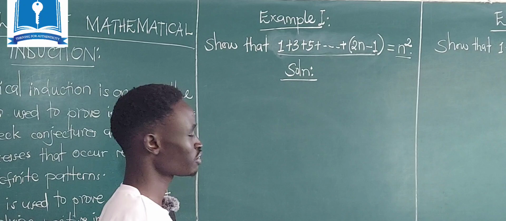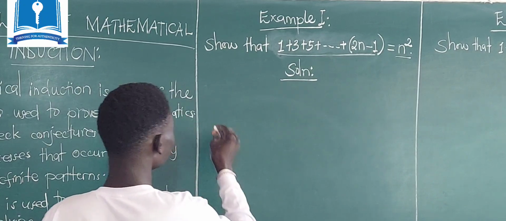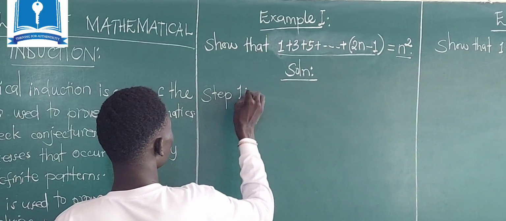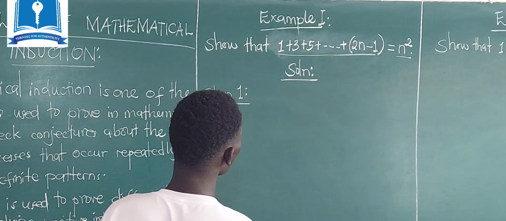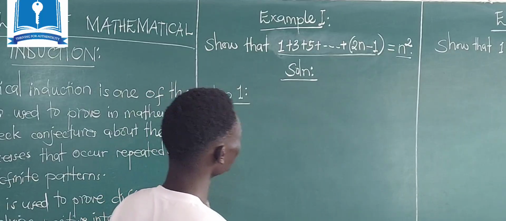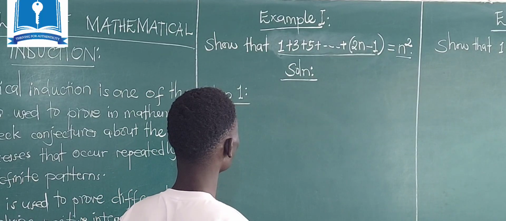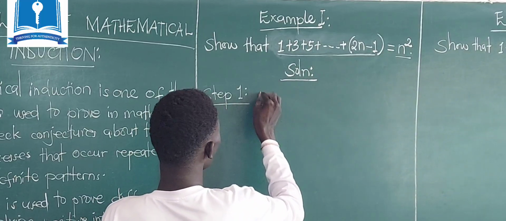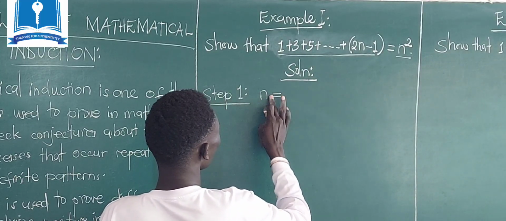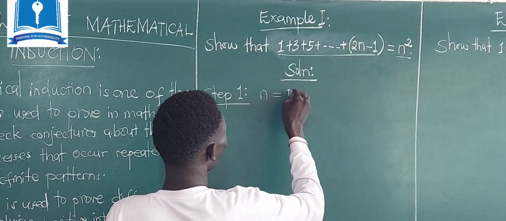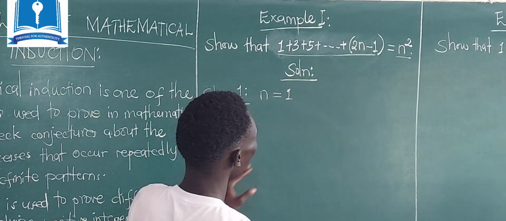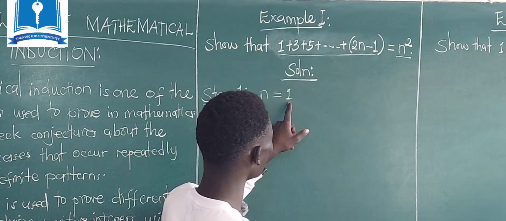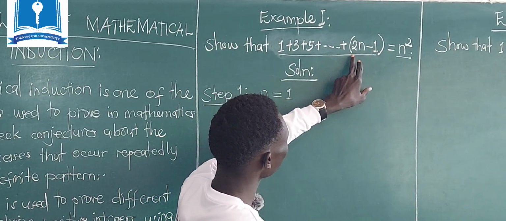As I said before, we have three steps. The first step is step one. For step one, n is always equal to 1, the natural number 1. So now let us solve and see if it will give us a true statement.